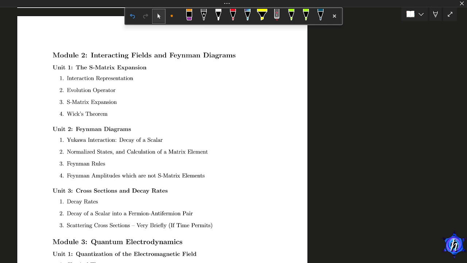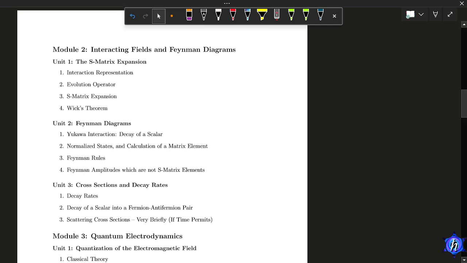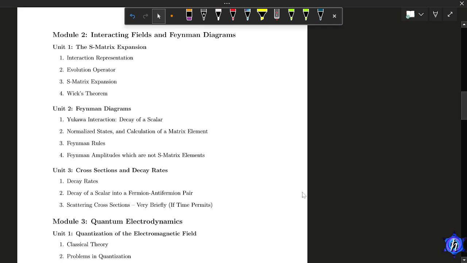Now then we move on to unit 3, the cross sections and decay rates. Although cross section is hard for me to cover, given this is the first course of quantum field theory, so we'll stick to the decay rates. Decay rates, and the decay of a scalar into a fermion-antifermion pair, is going to serve as a helpful example in this section. And scattering cross section, very briefly. I don't know, I might not cover it. If time permits, I might do it, but mostly it's a no from my side.